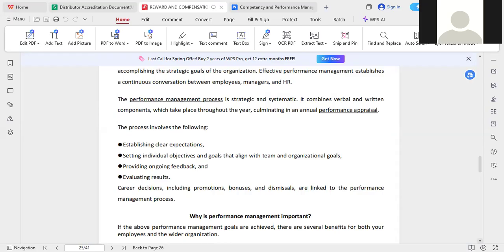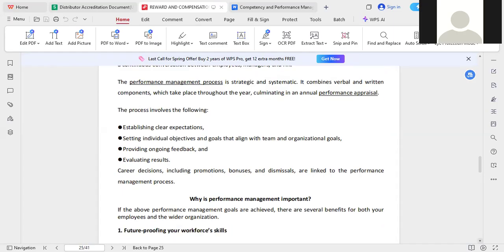Then provide ongoing feedback and evaluate the results that you get as you proceed. So these are the steps, more like those of a performance appraiser: establish clear expectations, set individual objectives and goals that align with the team, then provide ongoing feedback and let there be evaluation of results.